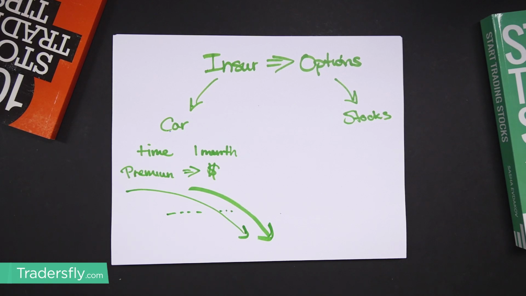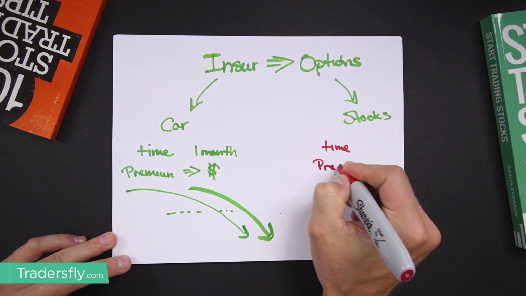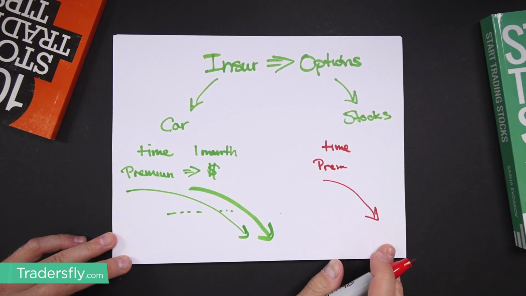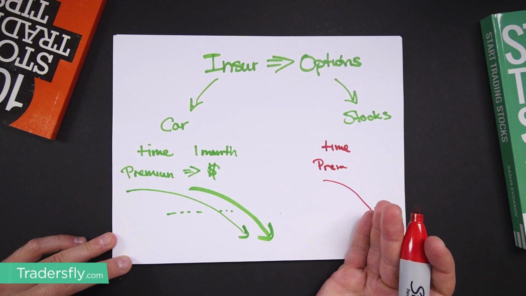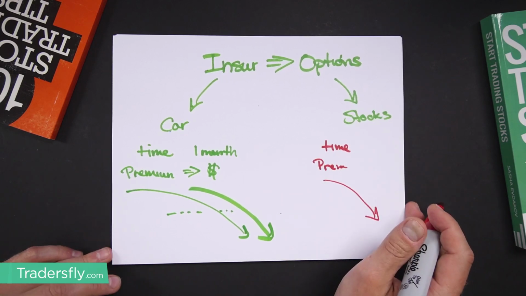With options, no different. You have all this same thing. You have a time, you have the premium, and it decays. That's really where a lot of people lose money with options, because they buy a lot of options and they hold them, and it decays, and you lose money.